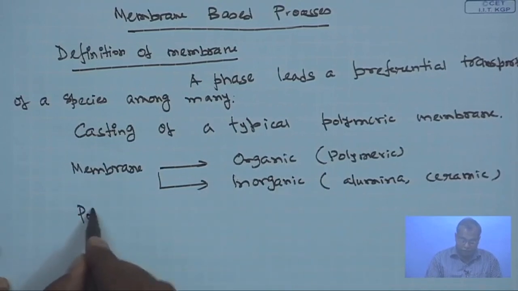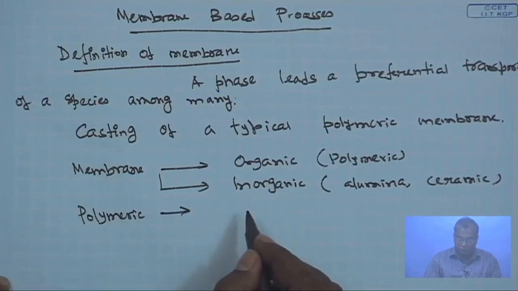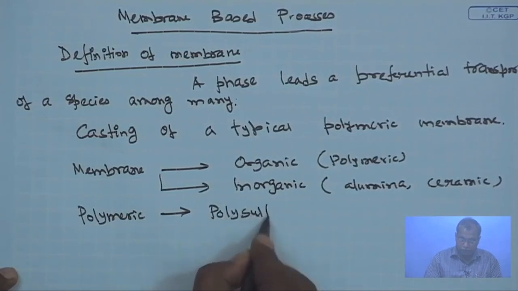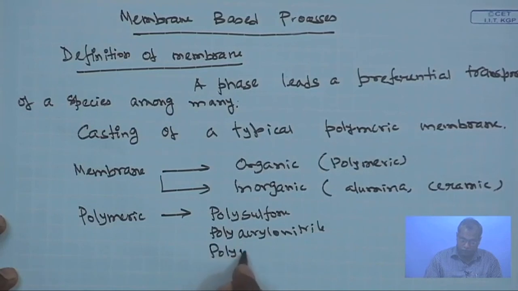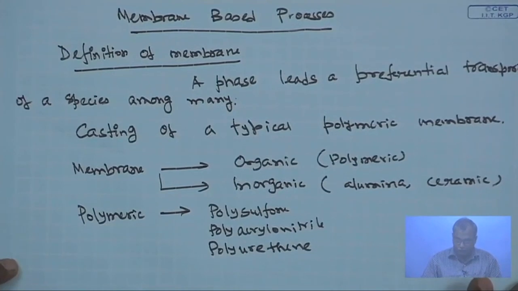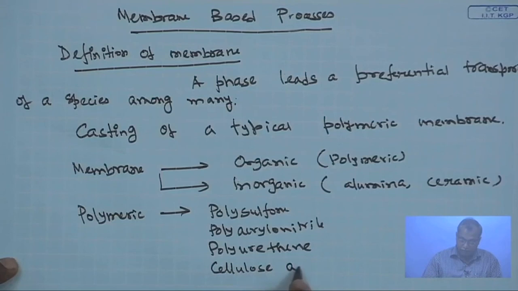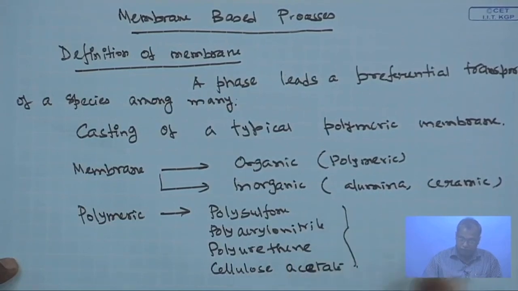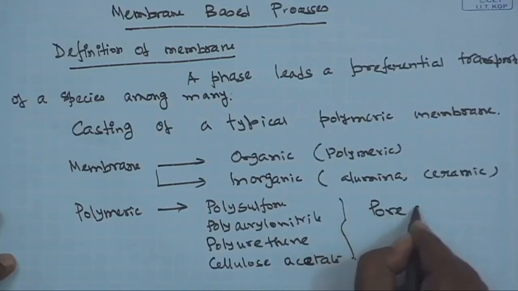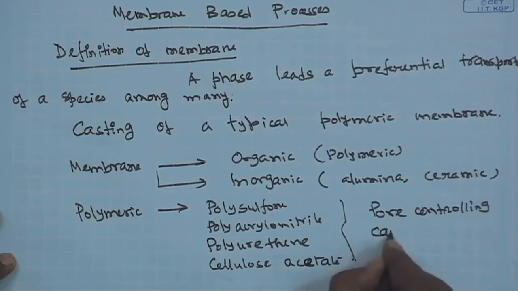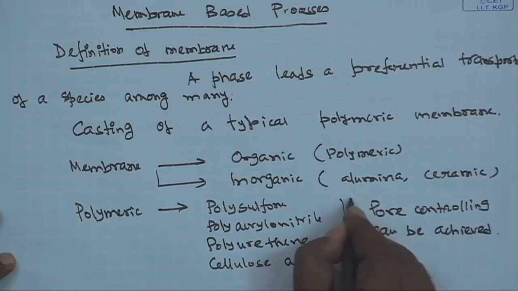For example, for polymeric membranes, the base polymer from which the membrane is formed can be polysulfone, polyacrylonitrile, polyurethane, PVC (polyvinyl chloride), or cellulose acetate, which is the starting material, and there are also blends and combinations. Now, the major advantage of the polymeric membrane is that one can really control the pore size to a fine extent, up to the range of angstroms, which is used for separation of monovalent salts. So, that is the major advantage: fine pore control can be achieved.